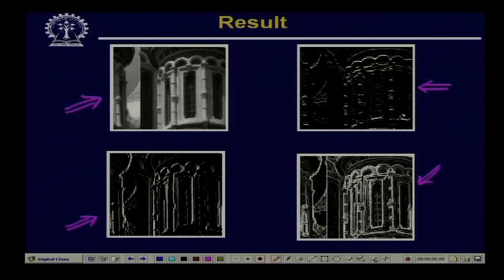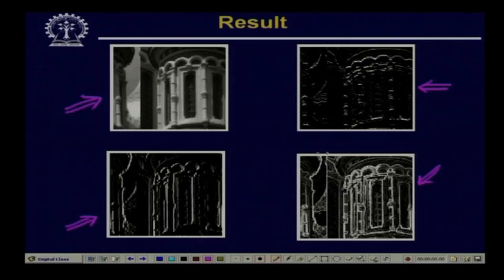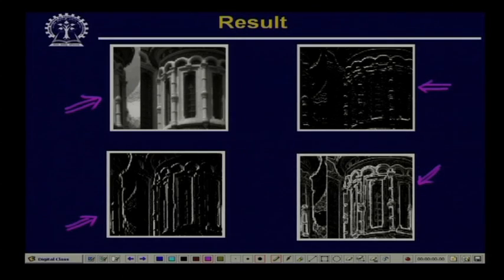The fourth one is the result obtained by combining the vertical component and the horizontal component. If you compare this image with the original image, you find that the different edges present in the original image have been extracted by the Sobel edge operator. By combining the outputs of the vertical mask and the horizontal mask, we can identify the edges in various directions. That is what we have in the fourth image.